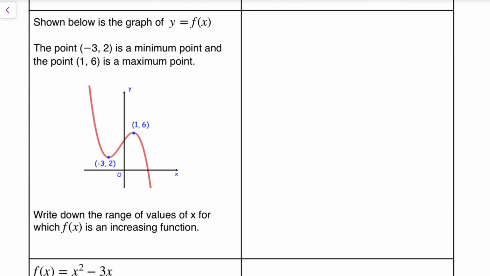Now, of course it is a case that increasing means it's going up, but actually an increasing function is defined to be where the first derivative is greater than 0.